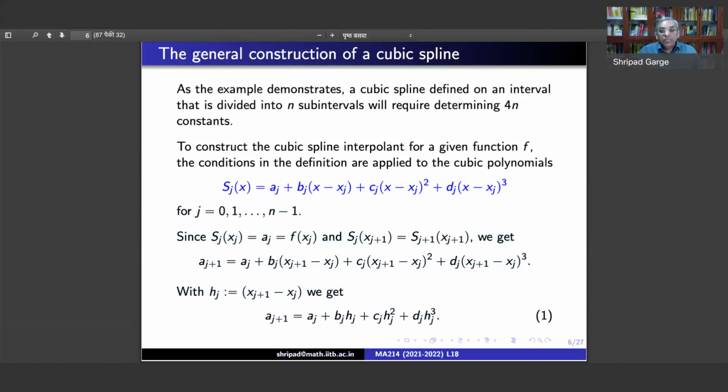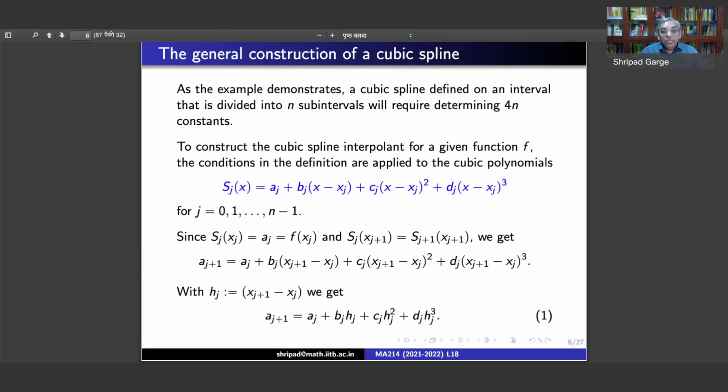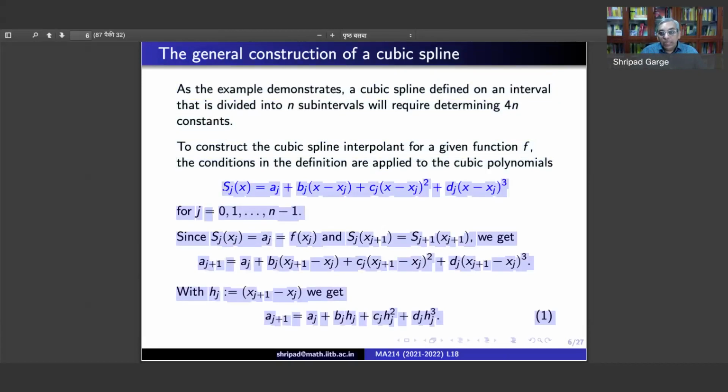Okay, so let's remember that we have this equation number 1, which is the value of the sj and sj plus 1 on the common point of those two subintervals. Now we will look at the derivative. So we have the sj here. If you take the derivative of sj with respect to x, the constant term will be cancelled. You will simply have bj, and then you will have two terms which will have x minus xj as a factor. So when you compute the derivative and put x equal to xj, you are going to get only bj.